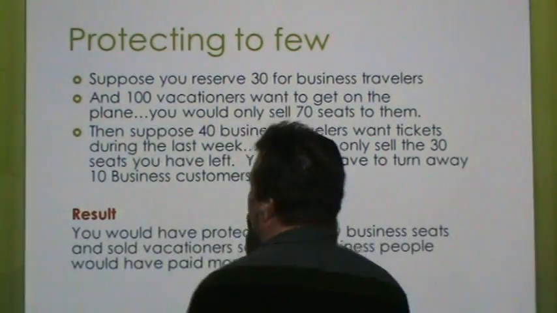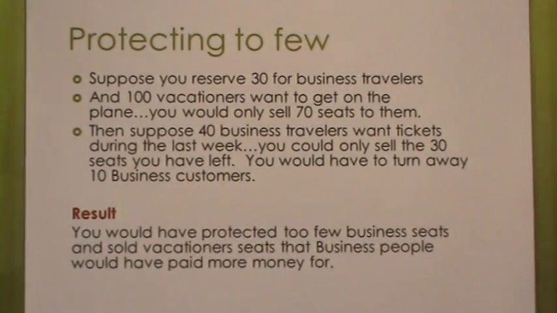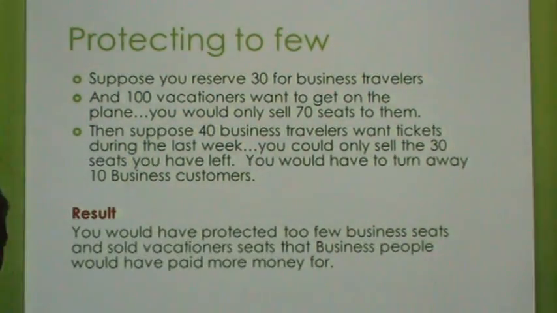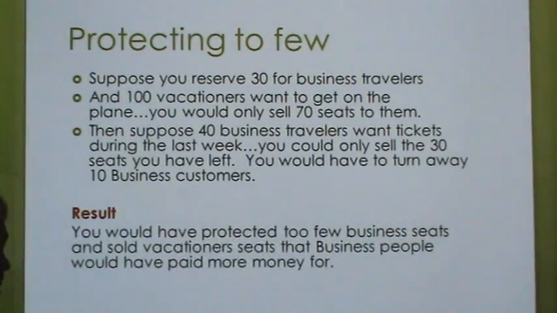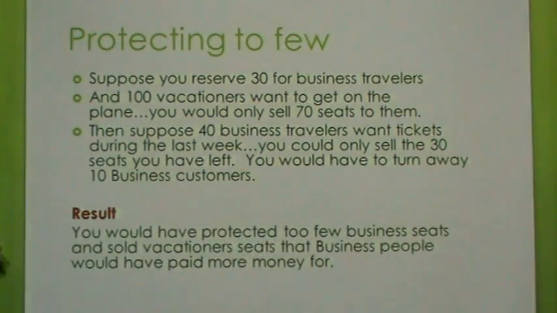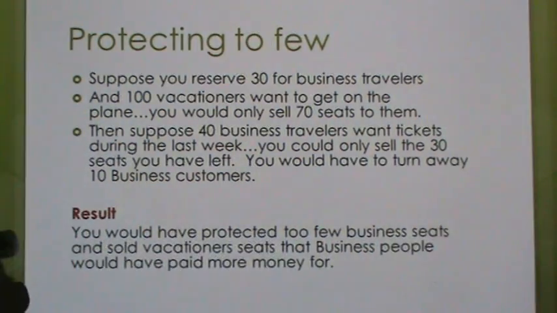We could also have the example where we're protecting too few. Suppose we reserved 30 seats for business travelers. 100 vacationers show up, so we sell 70 of the seats, and then we stop. Then suppose, again, the 40 business travelers show up. Well, we only have 30 seats left. So we're selling 30 when we could have sold 40 at the higher price. Therefore, in hindsight, we realized we sold too many seats at the lower fare.